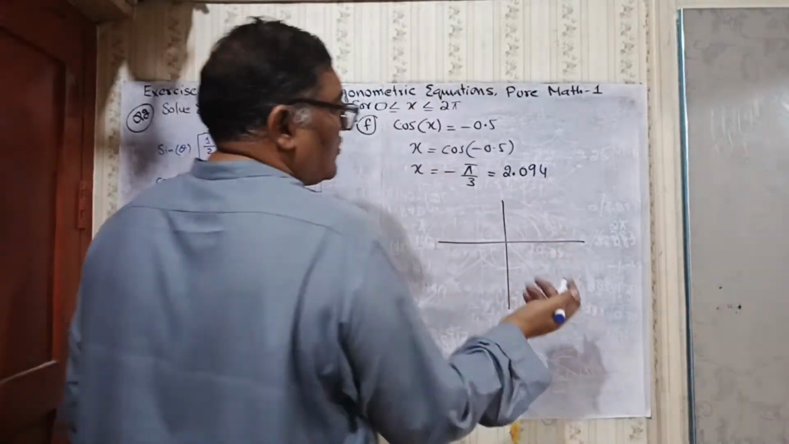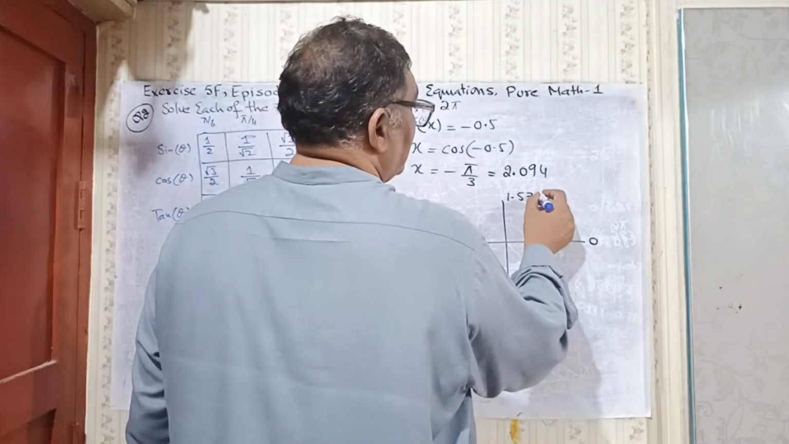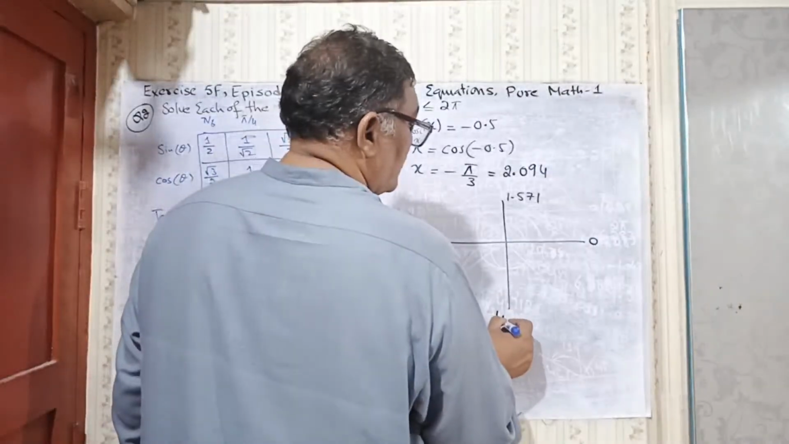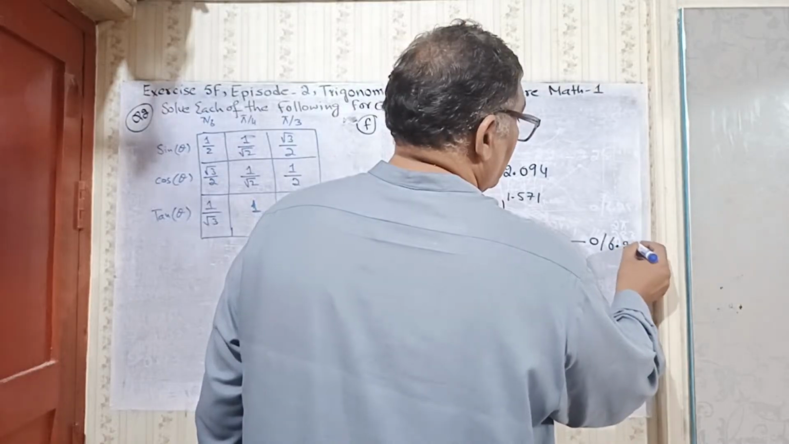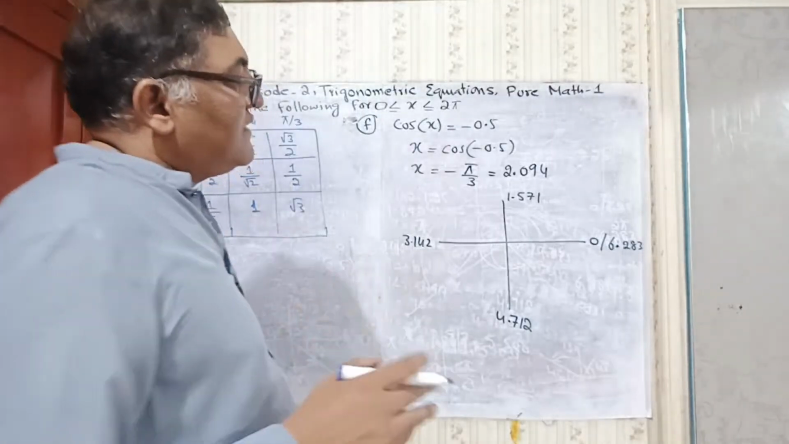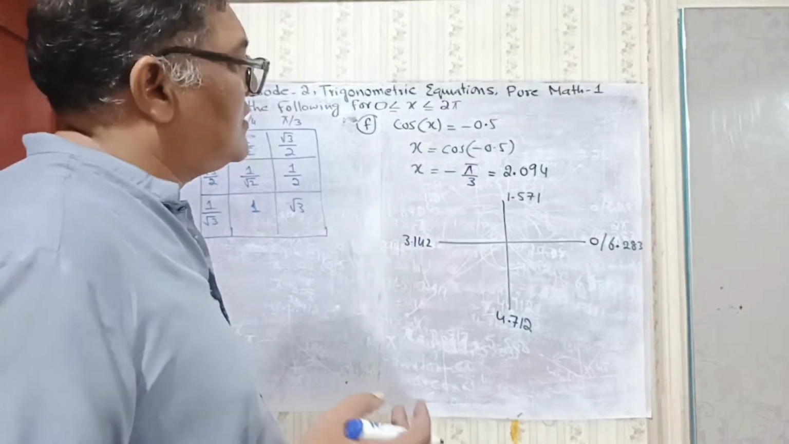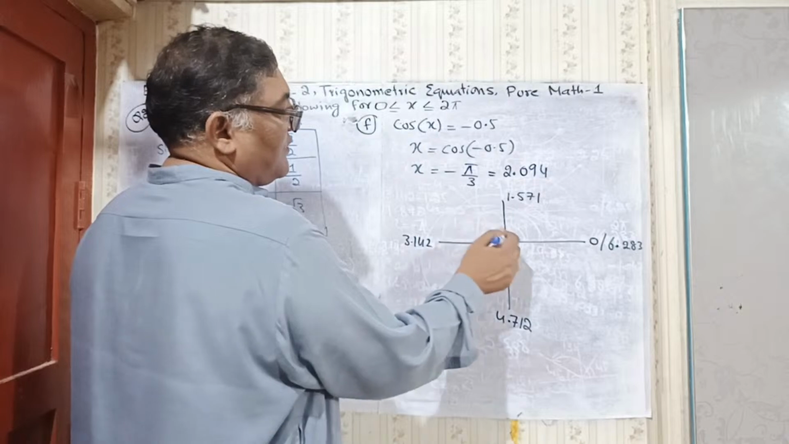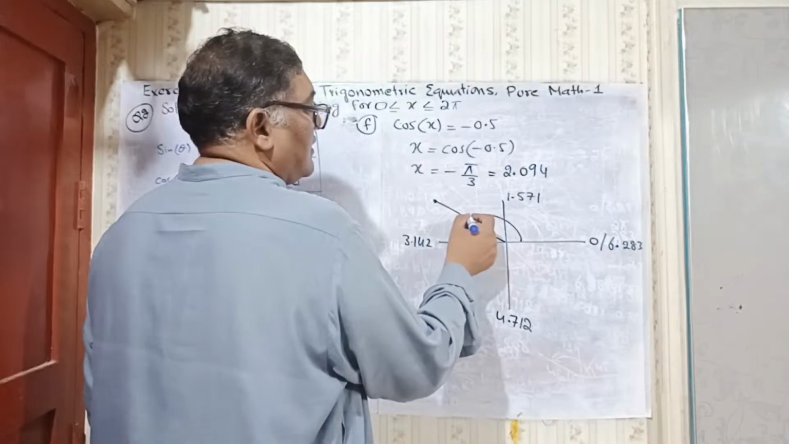Okay. So let's draw this. With both ways you can go, no problem. So this is 1.571, this is 3.142, this is 4.712, this is 6.28. Okay. So now cos is negative in the third quadrant and in the second quadrant. This angle 2.094 is somewhere between here.